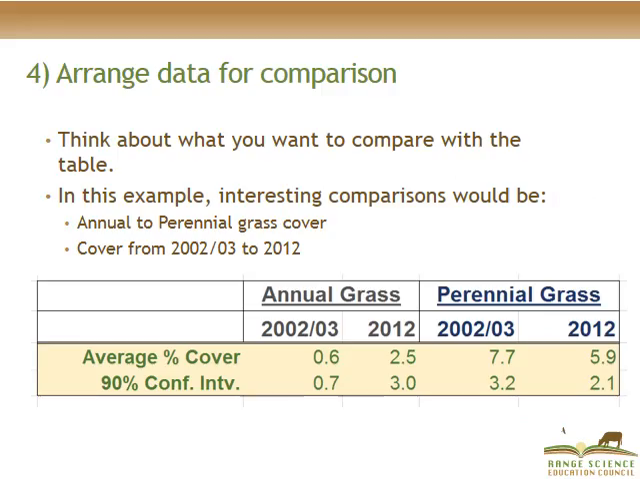Next step is to set up your table in a way that it's easy to make the comparisons that you want to make. In this case, it's pretty simple. About the only two things you could compare was annual to perennial grasses, and cover from 2002 and 3 to 2012. In either case, this table would be pretty easy to make those comparisons. There are more complicated tables, but this one works pretty well. You can compare annual and perennial grasses, and within each of those you can look at the comparison from 2002 and 3 to 2012.